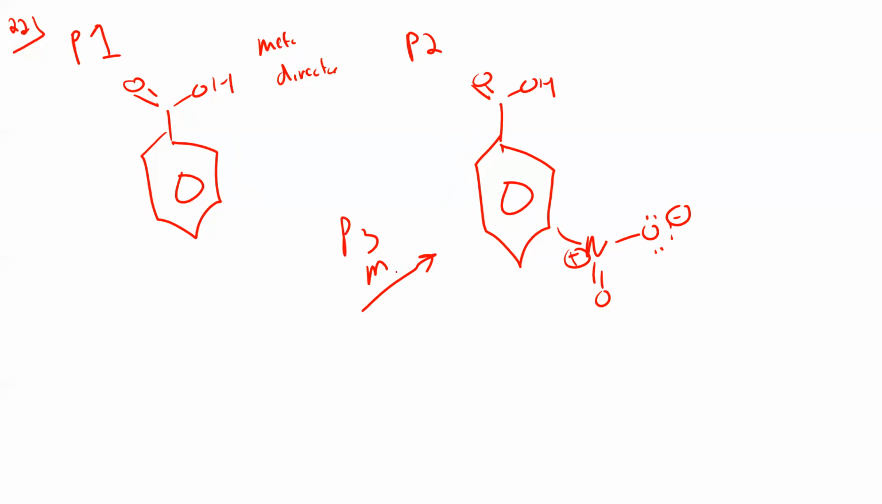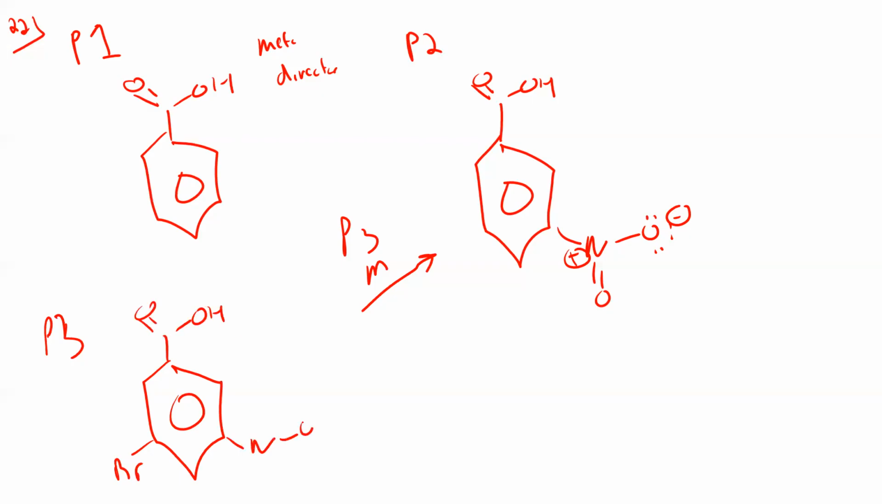So P3 is just going to put the bromine at that position. So we'll draw P3 right down here. We got that bromine there. We have everything else. That's it. So those are your 3 products.